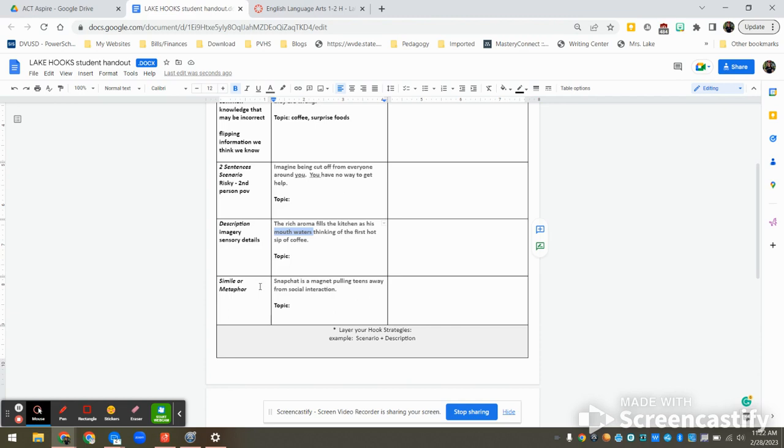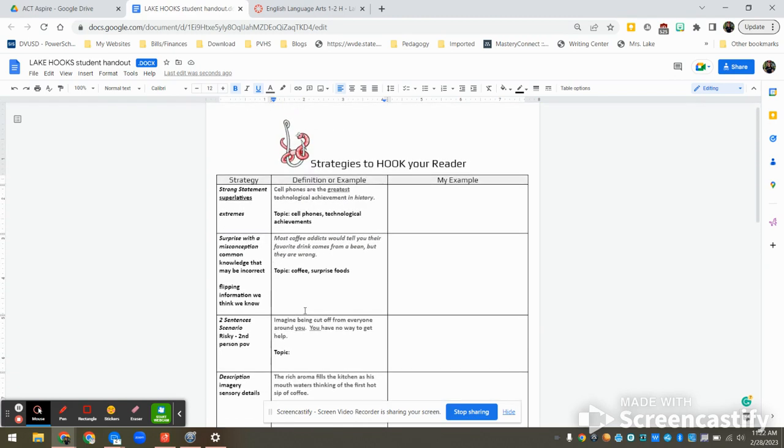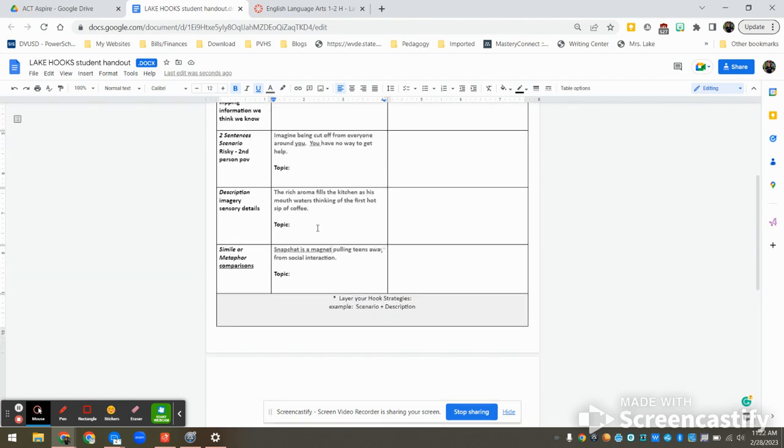And our final one is simile or metaphor. So looking at similes and metaphors, these are obviously comparisons. So we have Snapchat is a magnet. That's the comparison we have going on. So Snapchat is a magnet pulling teens away from social interaction. So what is the topic going to be for this essay? This is what you're going to be doing first on your green sheet, going through, looking at the different examples and coming up with the topics that you think are being shown in those hook sentences.